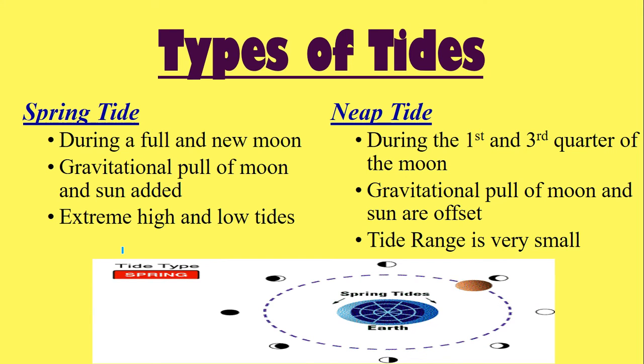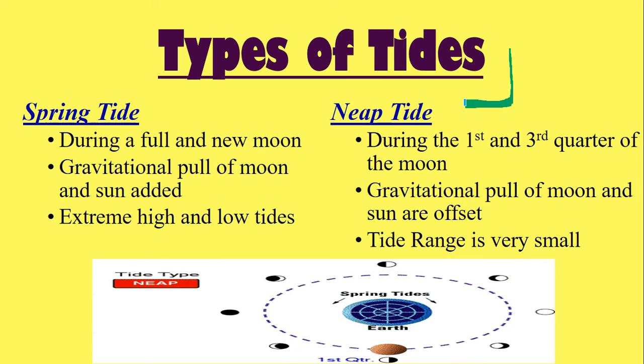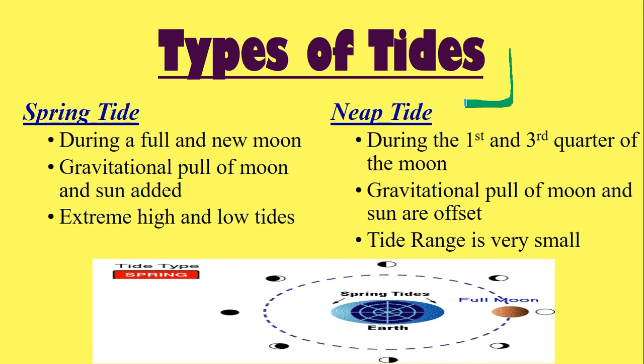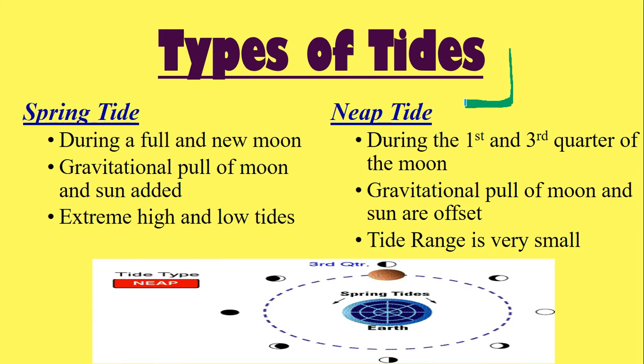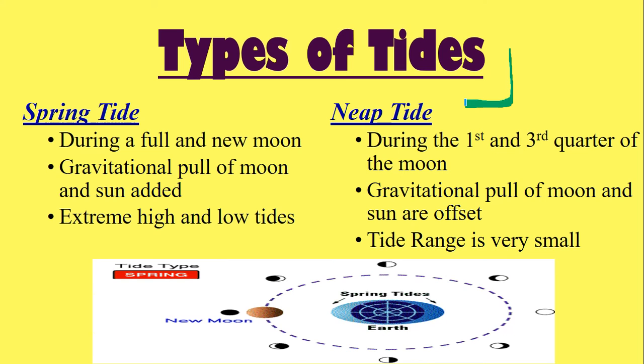Now, neap tides happen during the first and third quarters. That's because we're at a right angle here, so the gravitational pulls of the moon and the sun are battling each other. So the tidal range is really small. So you really want a neap tide during a hurricane in the area where I live.